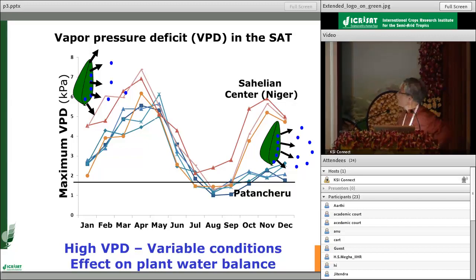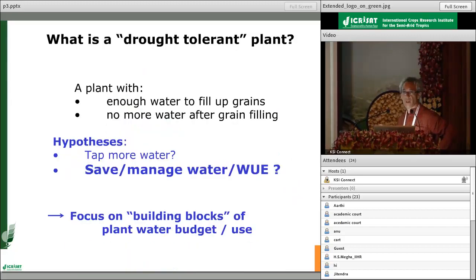adapt. So what do we have in hand to do? Either tap more water, that's the idea of increasing the height of the ceiling, or saving and managing water, or working on use efficiency. So that's basically how a crop adapts within those boundaries. Boundaries which, by the way, are very variable across environments.